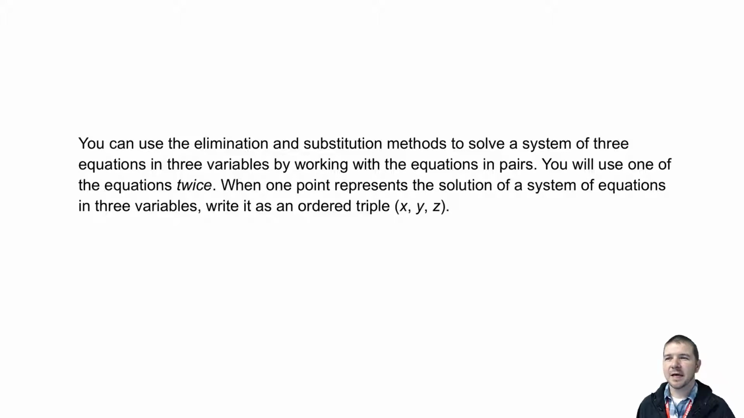You can use the elimination and substitution methods to solve a system of three equations in three variables by working with the equations in pairs. You will use one of the equations twice. When one point represents the solution of a system of equations in three variables, write it as an ordered triple, (x, y, z), in parentheses.